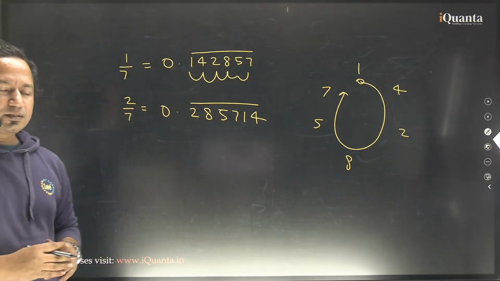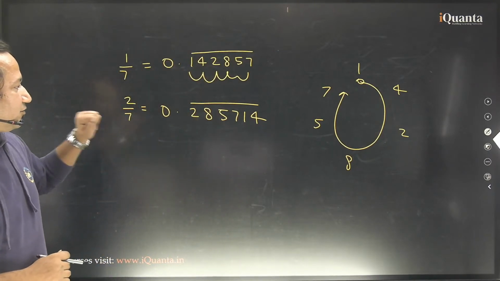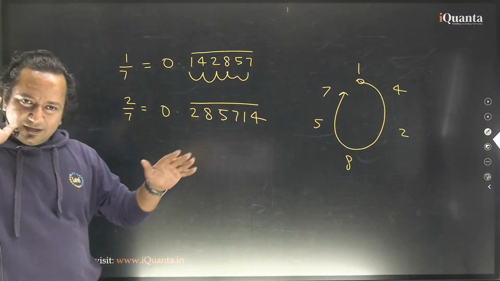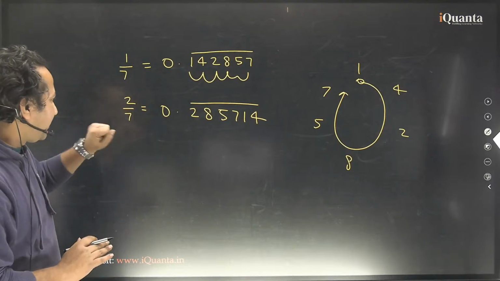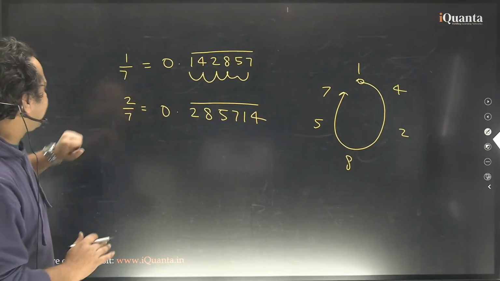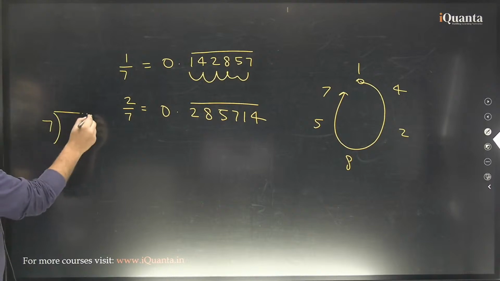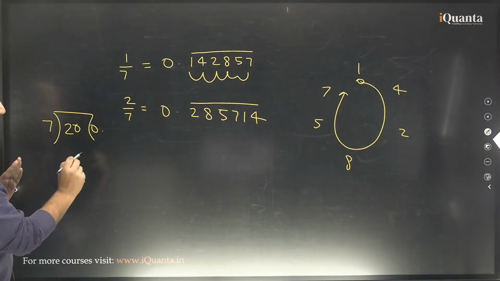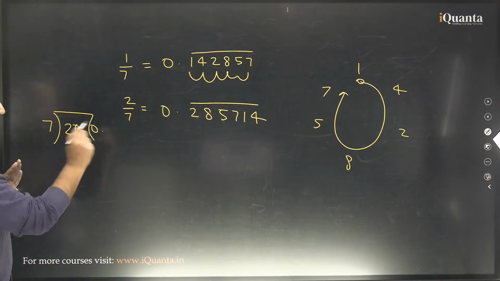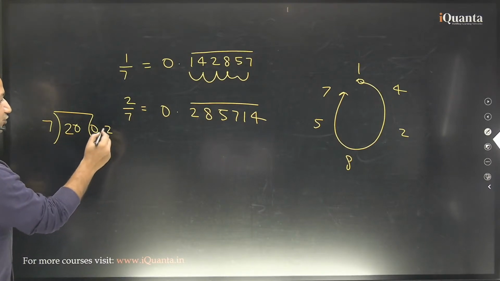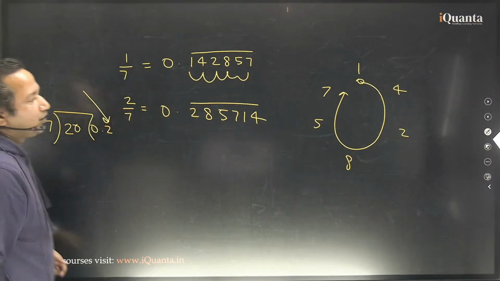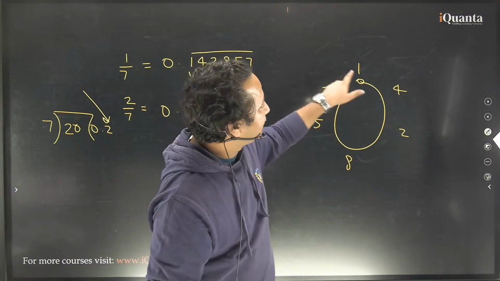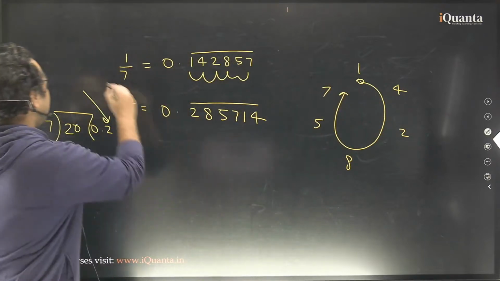So 2 by 7, how do I divide it? In mind, we can think like 7 and 2. If I put a point, this becomes 20. And the first digit: 7 2s are 14, 7 3s are 21, 3 cannot come, it'll be 2. So when we identify the first digit, we'll look at this cycle. What comes after 2? 8, then 5, then 7, then 1, then 4. So that is how it goes.